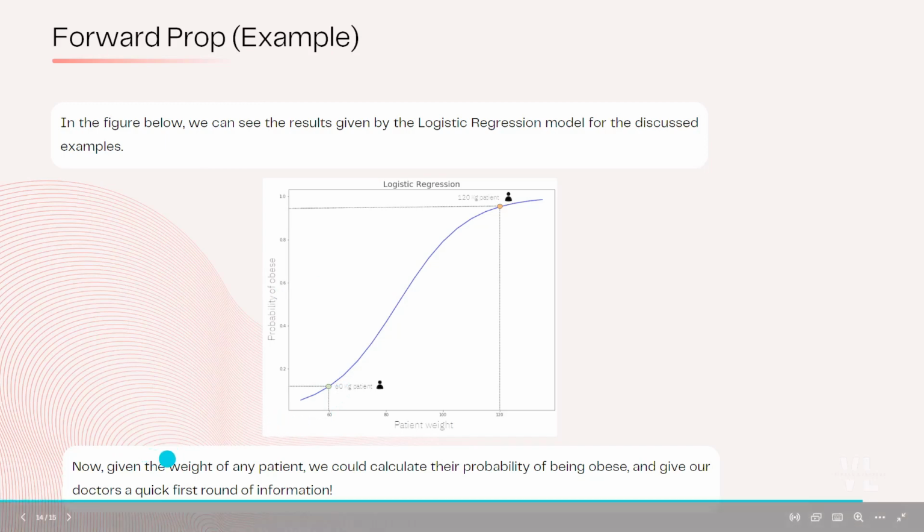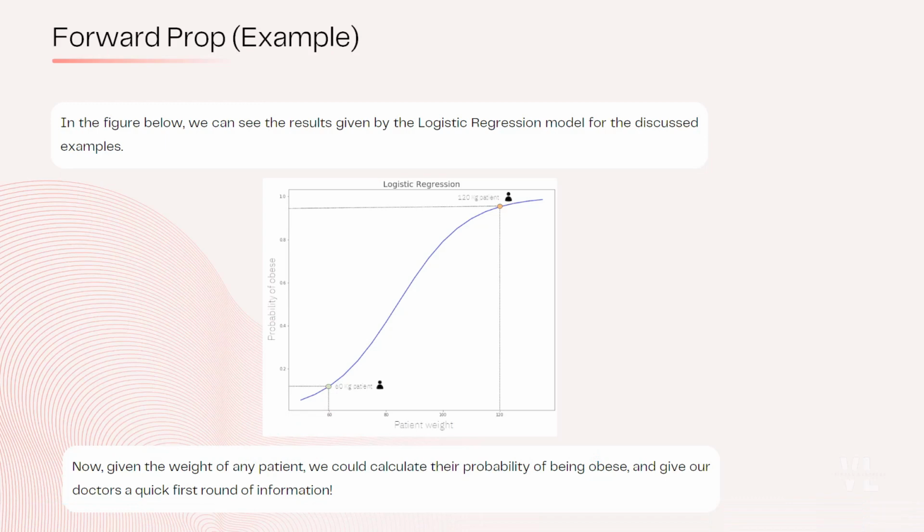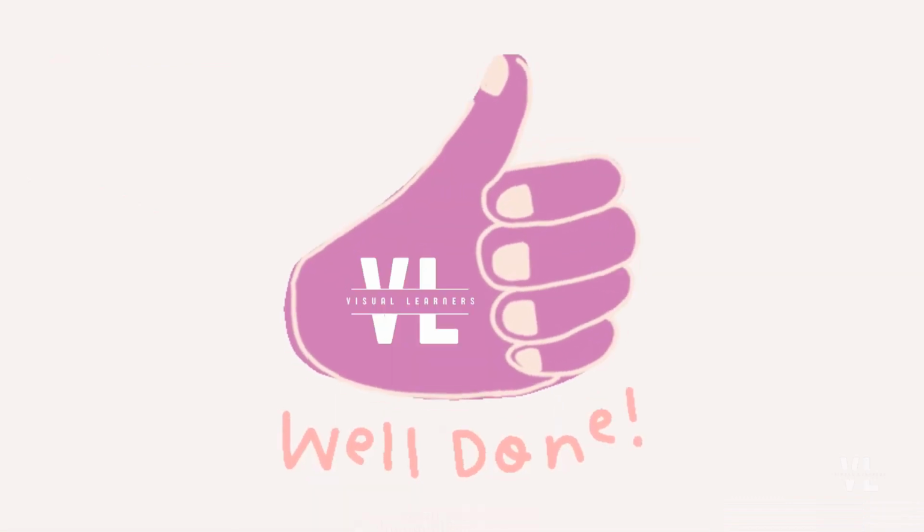So now, given the weight of any patient, we could calculate their probability of being obese and give our doctors a quick first round of information. That's all for the theory behind logistic regression, and in the next video we will see the implementation of the logistic regression algorithm using PyTorch.